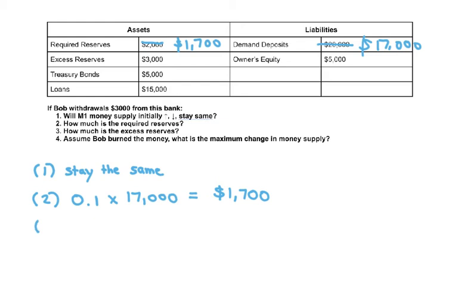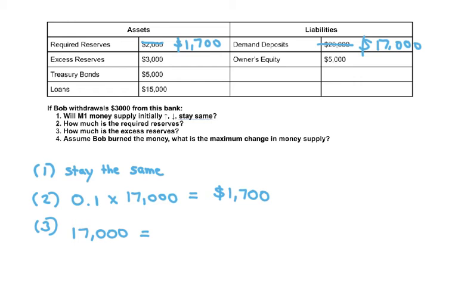Okay, the third question is a little harder still. How much is the excess reserves? Okay, so how do we think about this? So we know that there's $17,000 in demand deposits. Okay, so we know that. This $17,000 has to be equal to actually 3 categories put together. Okay, you may be thinking only 2, but there's actually 3.